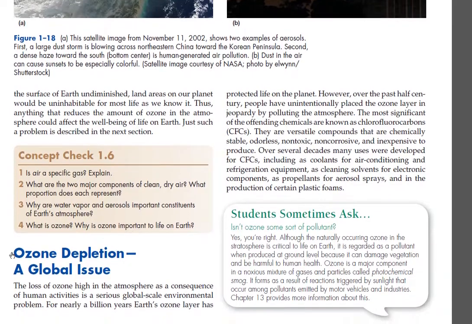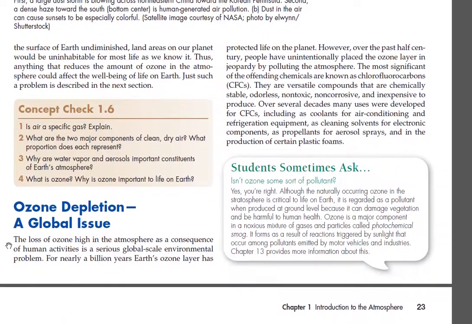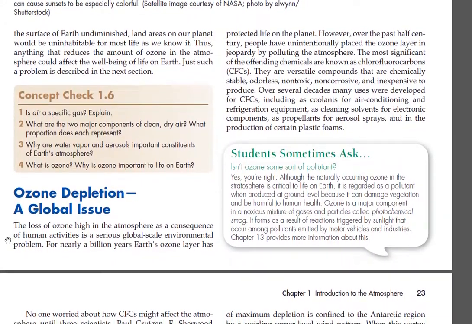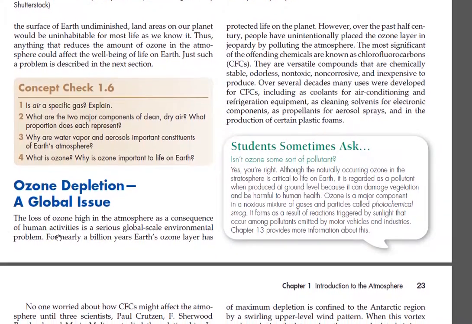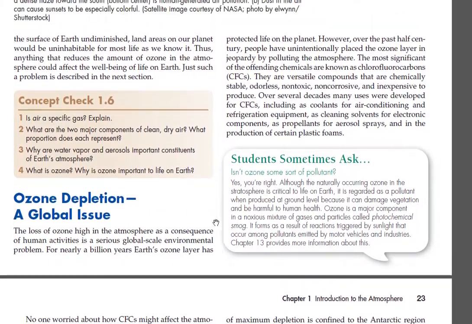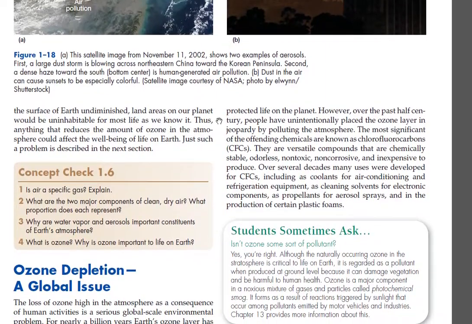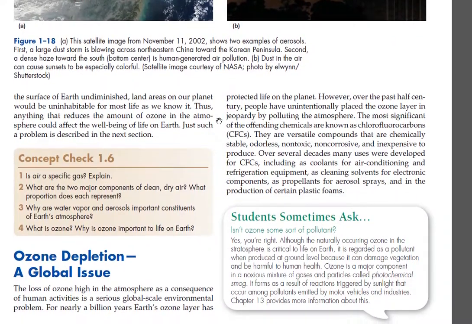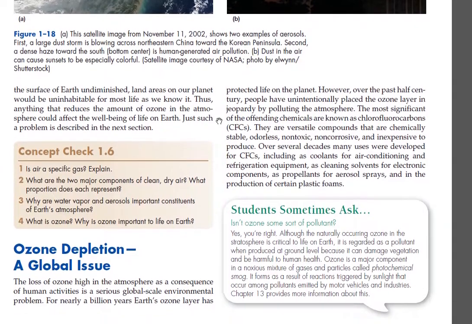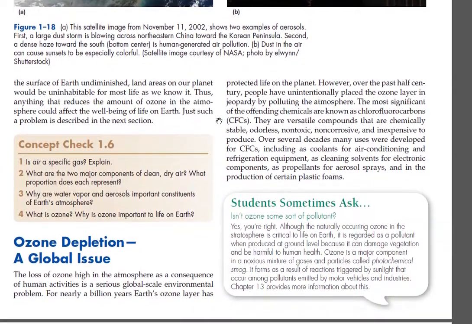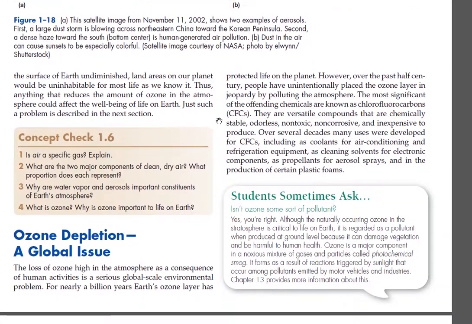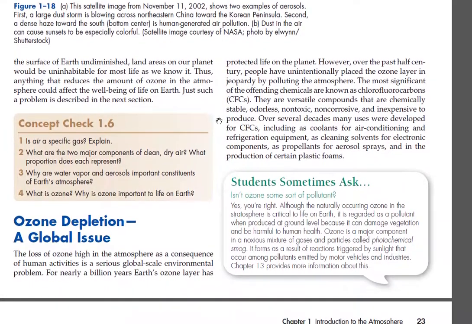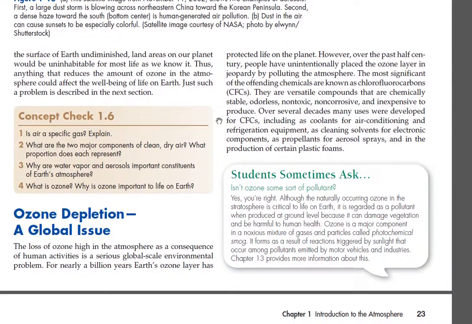Ozone depletion, a global issue. The loss of ozone high in the atmosphere as a consequence of human activities is a serious global-scale environmental problem. For nearly a billion years, Earth's ozone layer has protected life on the planet. However, over the past half-century, people have unintentionally placed the ozone layer in jeopardy by polluting the atmosphere. The most significant of the offending chemicals are known as chlorofluorocarbons, CFCs. They are versatile compounds that are chemically stable, odorless, non-toxic, non-corrosive, and inexpensive to produce.